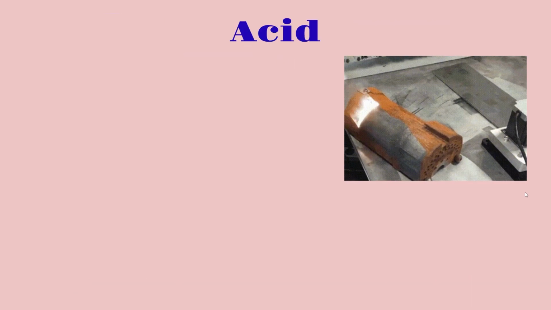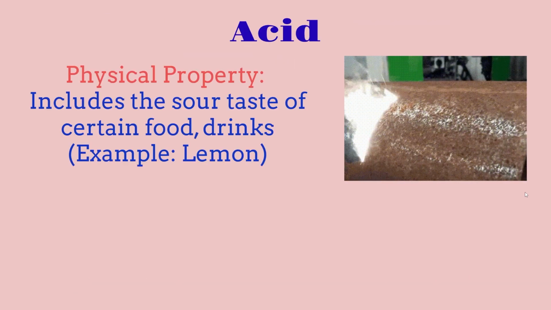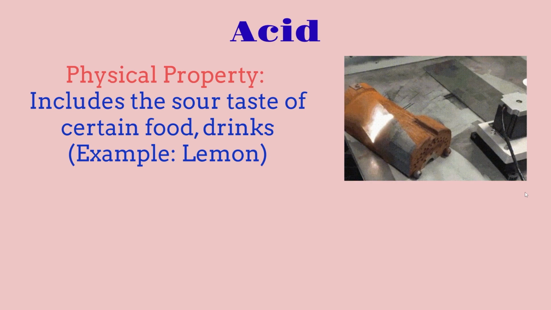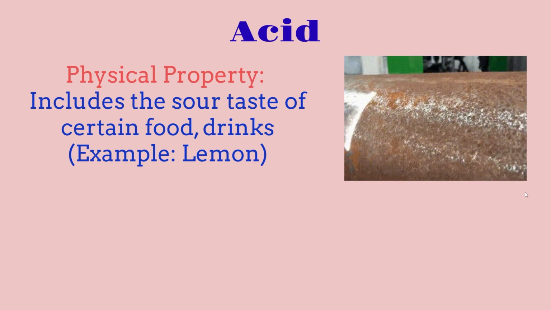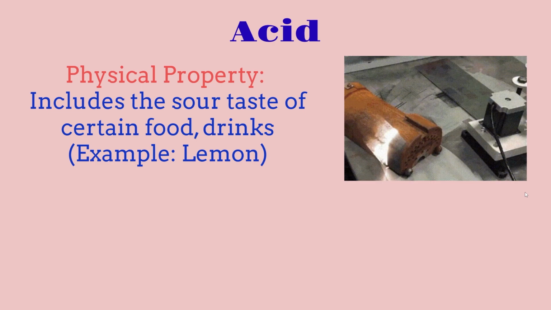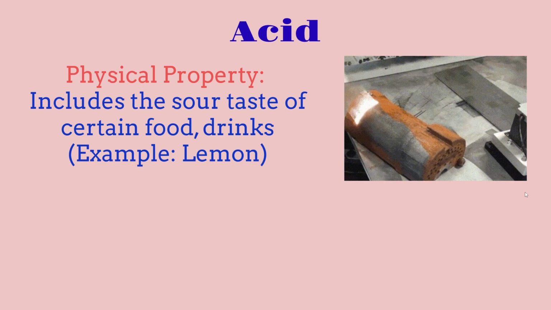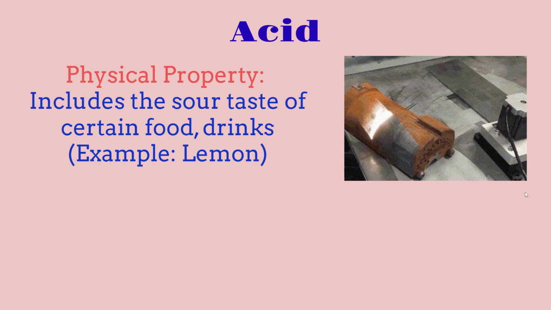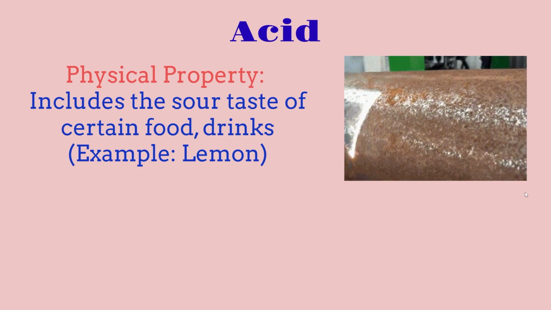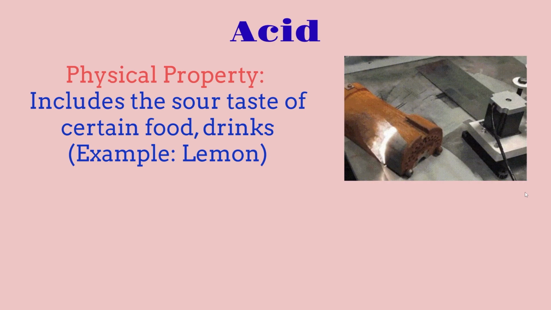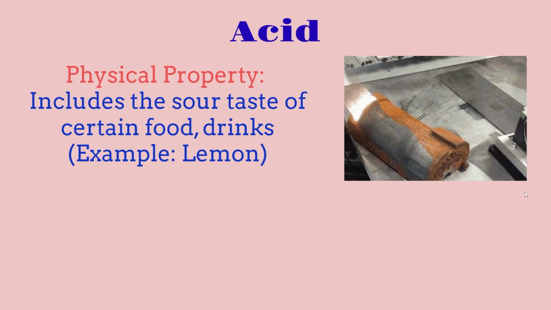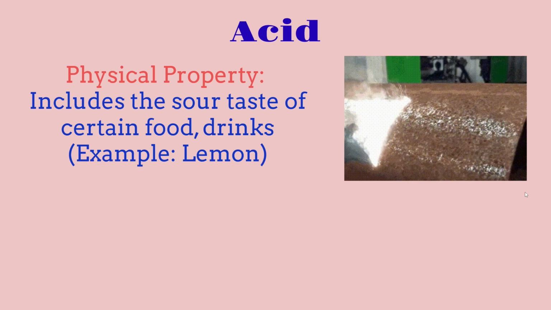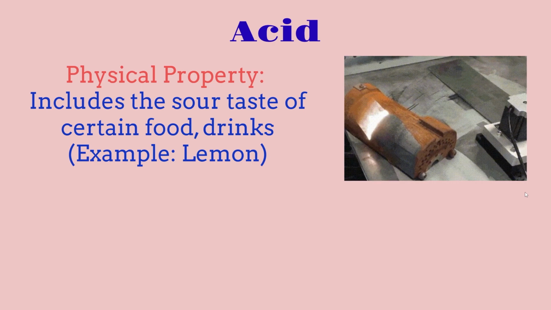We're going to start things off with acids. What are the physical properties of acids? Acids include the sour taste of certain foods and drinks, and an example is a lemon. When you have a lemon, you can taste the sourness, and that is a physical property of an acid. Some other drinks, for example soda, are also acids, and some candies also have the sour taste. So these are just one physical property of an acid.